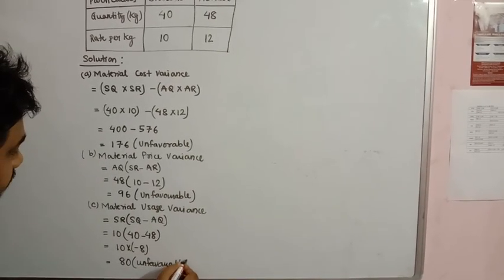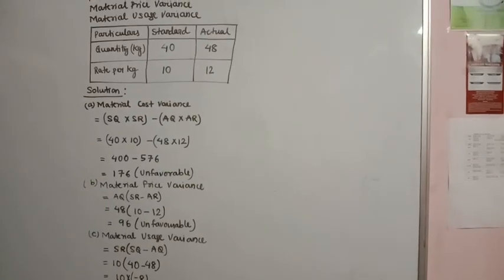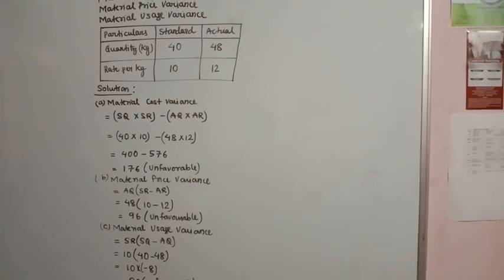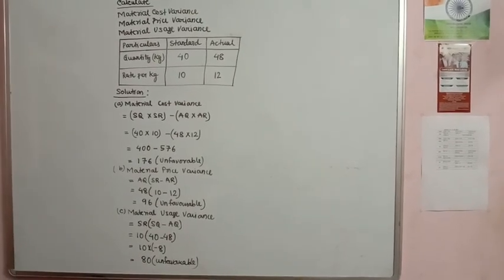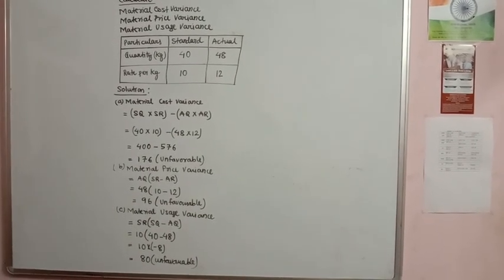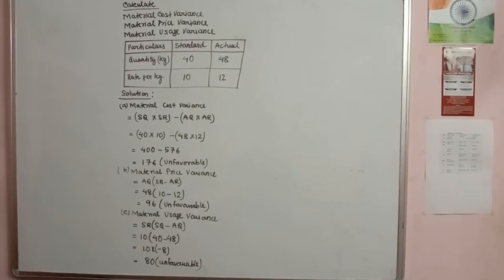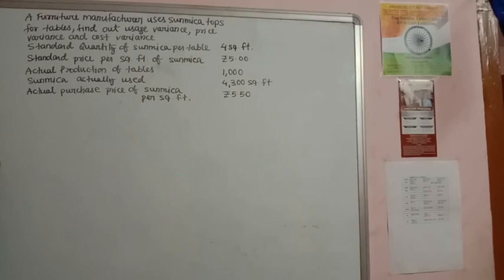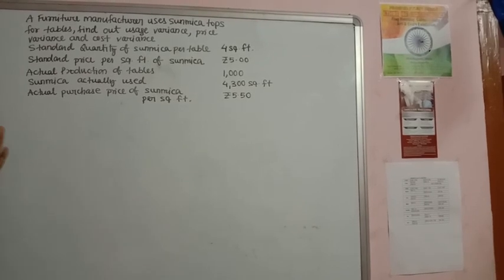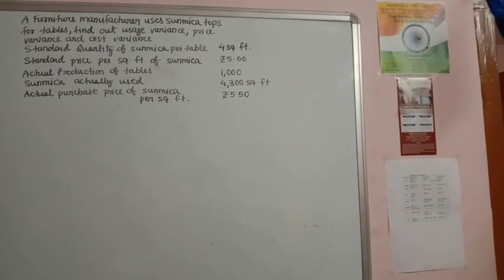So here all the three variances, that is material cost variance, material price variance and material usage variance, all of them are unfavorable. Okay, so I believe this is a short and very simple numerical related to standard costing. I hope this first numerical is clear to all of you. So we have this as the next numerical related to standard costing.